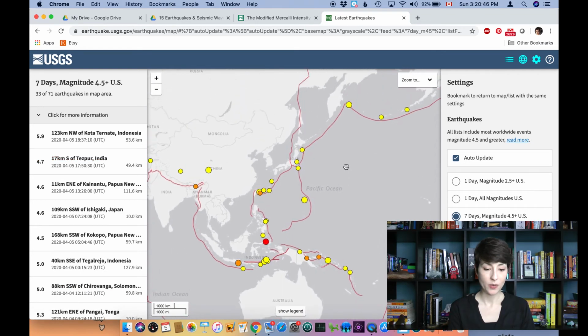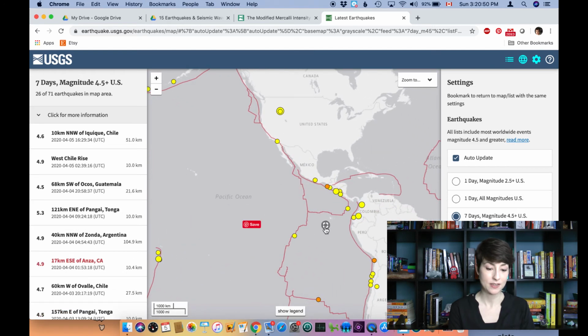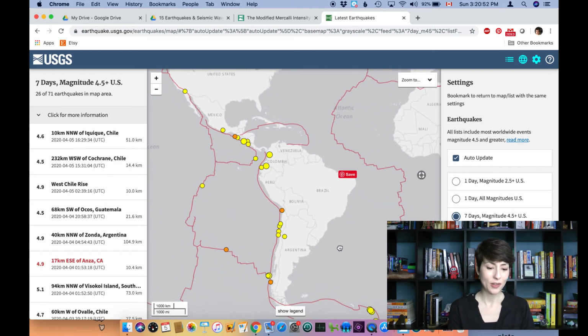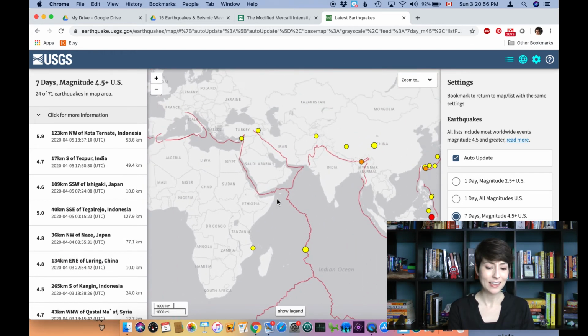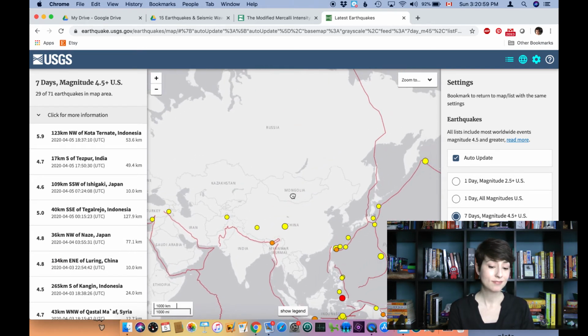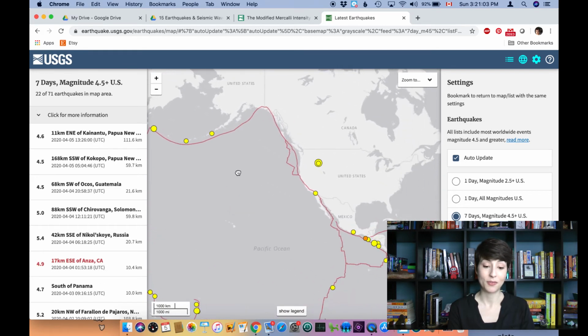And now I'm just going to pan around the world. Take a look at these dots. The dots represent different magnitudes of earthquakes. And I want you to notice where they're located. Are there a whole lot in the middle of a tectonic plate? Nope. They're mostly clustered around the fault lines.